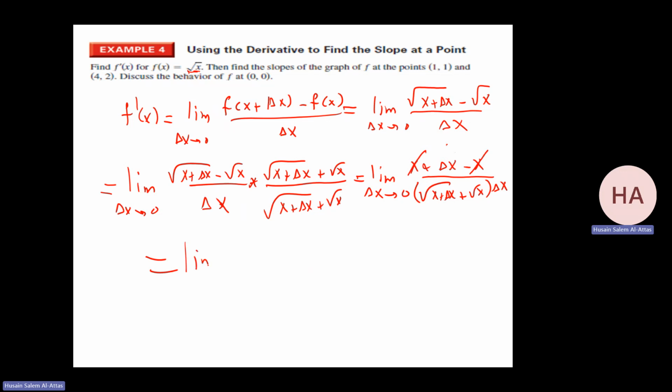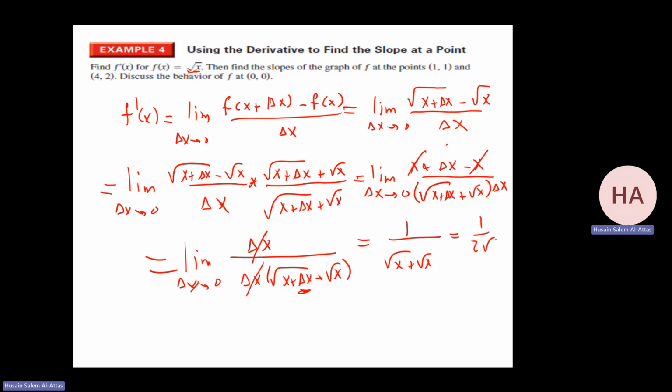Let me do it in steps, better. Delta x over delta x with this expression. This is cancelled. Now I can substitute, as delta x goes to 0. So you have 1 over the square root of x plus the square root of x, which is 1 over 2 square root of x. By the way, if I apply the formula, the square root of x is x to the power half. So f prime is half x to the minus half, or 1 over 2 square root of x, which is the same.